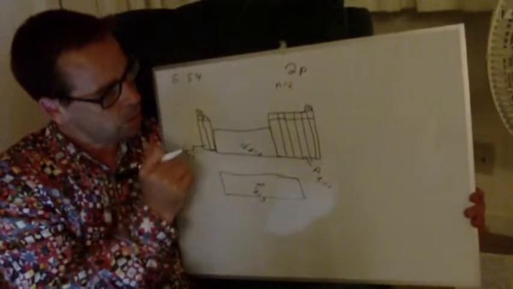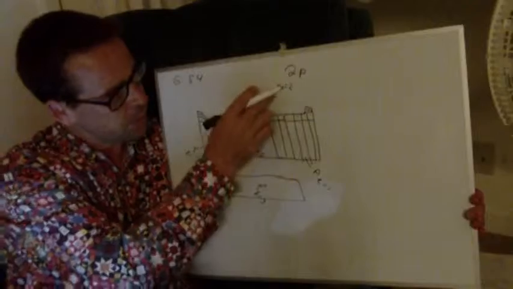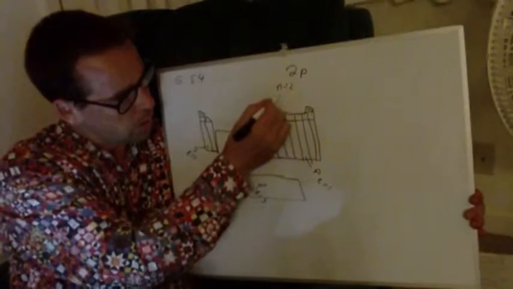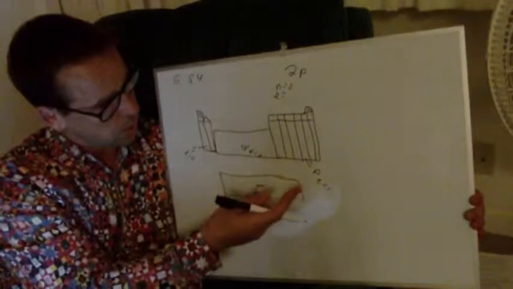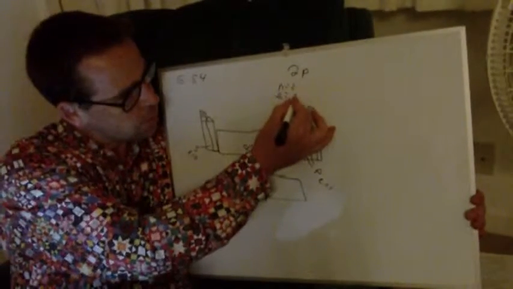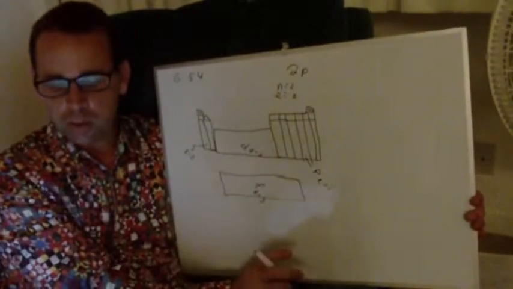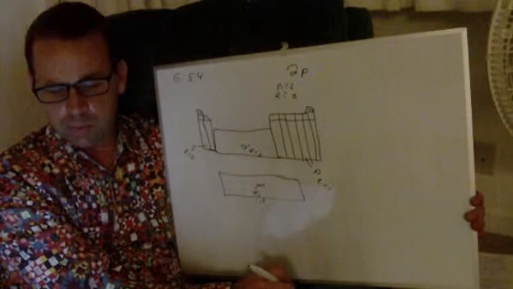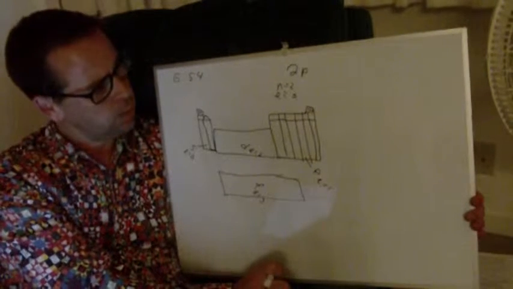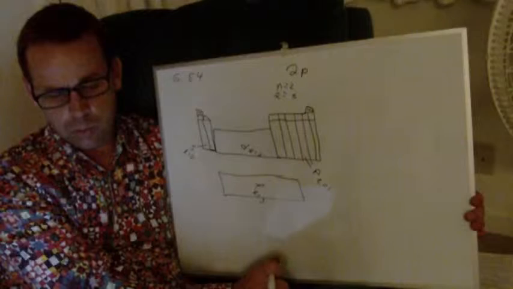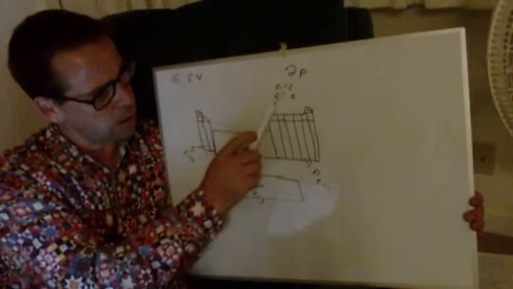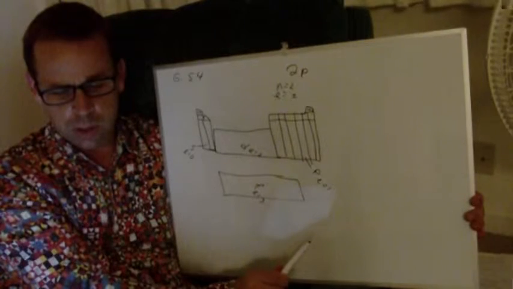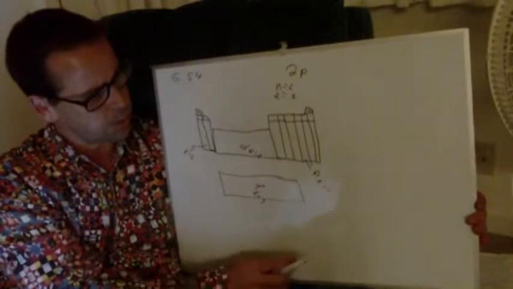Alright? So, given that we're 2p, n equals 2, L has to be equal to either 0 or 1, and in this case L equals 1. So we need to give the value for m sub L as well, and give the values of n, L, and m sub L for each orbital in the 2p subshell.